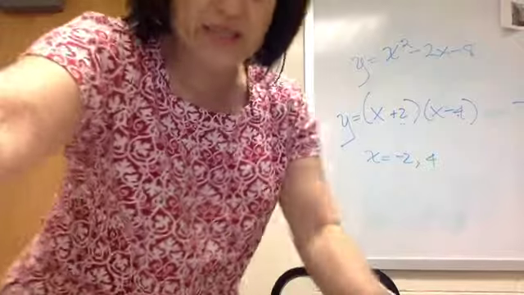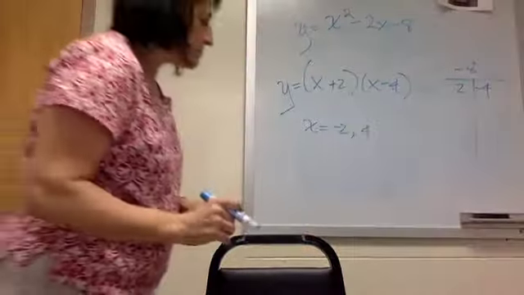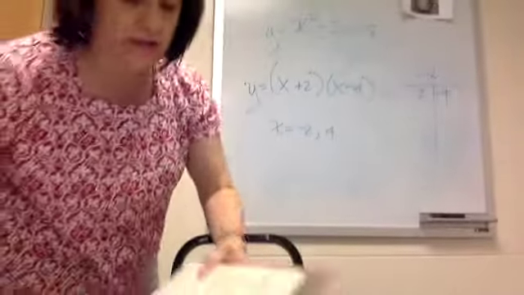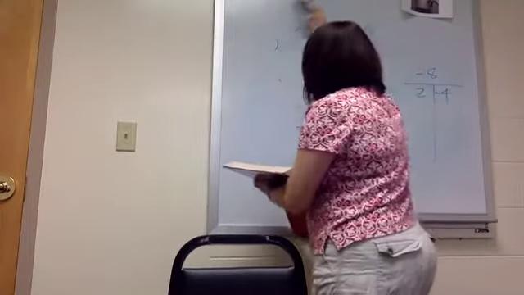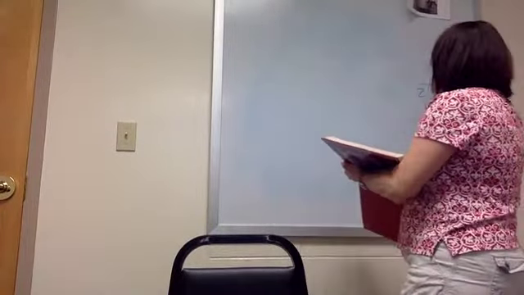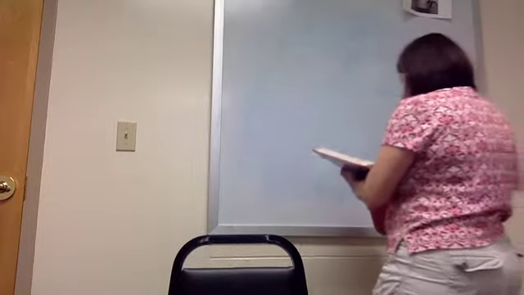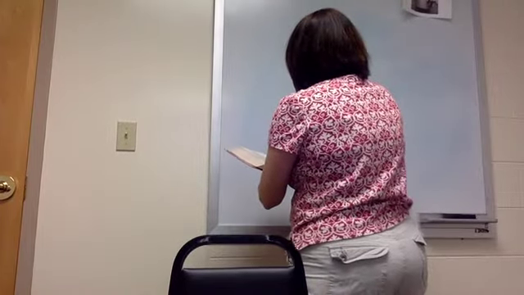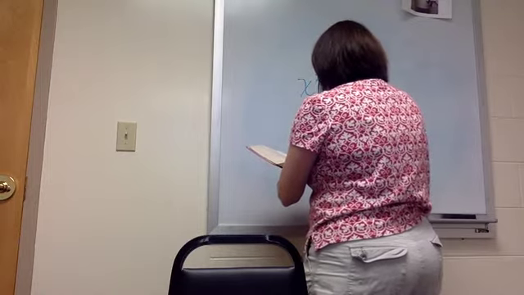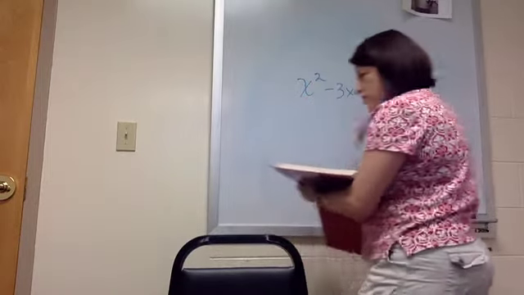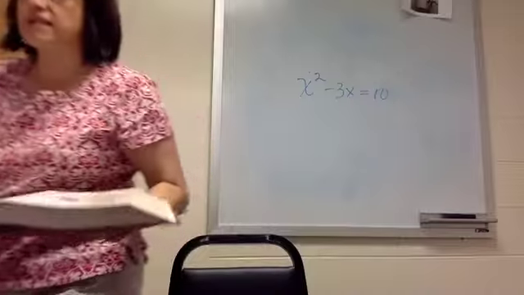Okay, let's look at example 6. Here they're saying solve this by factoring. Now remember in the section before, when you were solving something, you had it already factored. You set each of the factors to 0, and you solved it, and you found out what x equals.